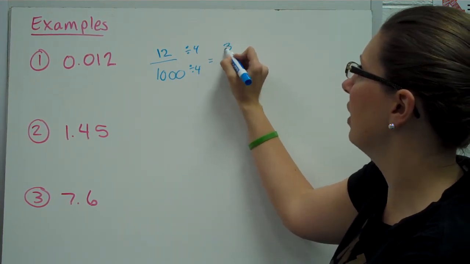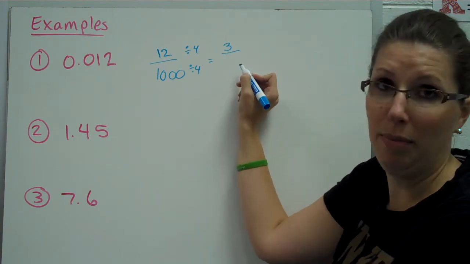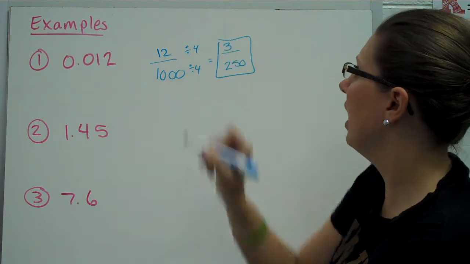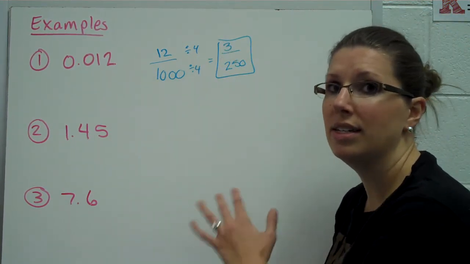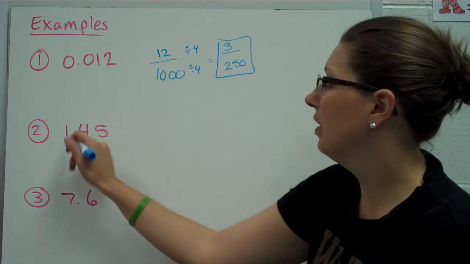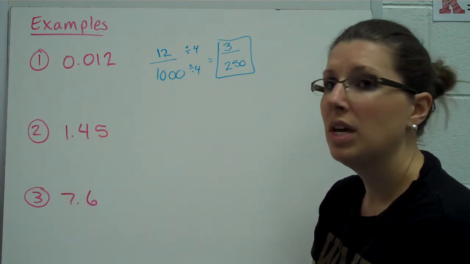So I'm going to divide the numerator and the denominator by 4. So 12 divided by 4 is 3. 1,000 divided by 4 is 250. And that's the simplest this fraction can get. Let's take a look at a number greater than 1.